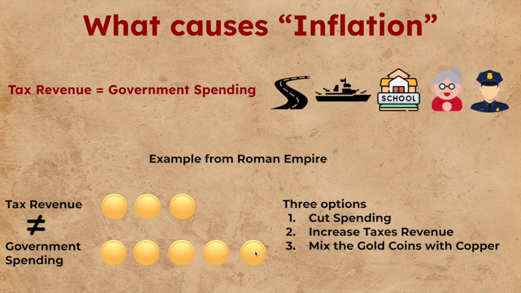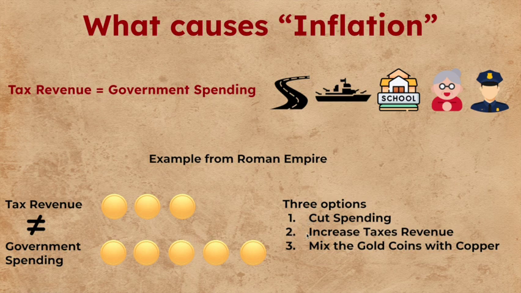They could cut the spending, right? They could get rid of these 2 gold coins here. They could increase the tax revenue. They could tax their citizens more. Or there's the sneaky third option that they can mix the gold coins with copper, dilute them, and then get more gold coins out of it, and then equal out the equation, okay?